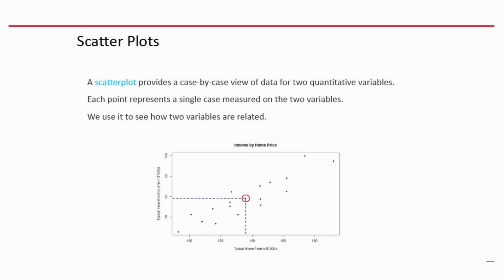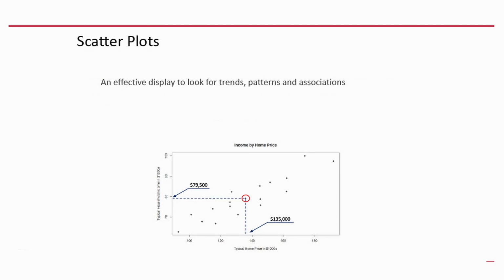So in this particular scatter plot, I'm showing some home prices and incomes for particular families, and I've got one of the observations circled in red. That observation corresponds to a household price of just under $140,000 and an income just under $80,000. Now, we use a scatter plot for the same reason we use any of our other graphs. It's an effective way to look at trends and patterns between these two variables that you wouldn't be able to otherwise see if you just had a spreadsheet of these two variables.